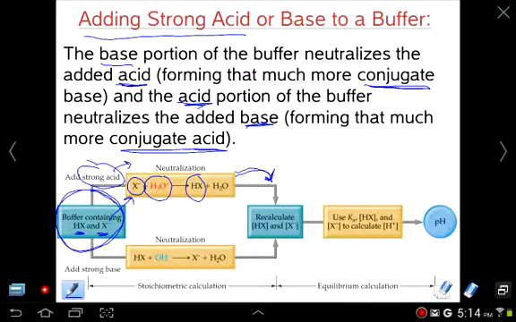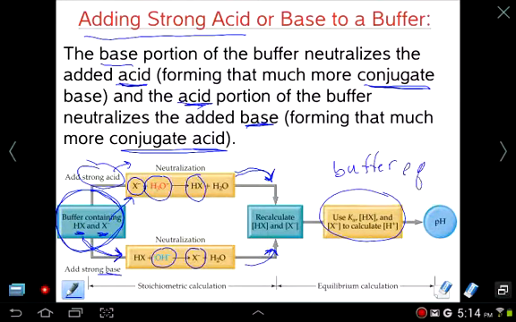And likewise, if you add a strong base, hydroxide here is a strong base, the acid portion will get involved to neutralize that strong base, and in turn it will form more of the conjugate as well. We'll have to recalculate our amounts and then plug it into the buffer equation. So we'll have to use the buffer equation here then.